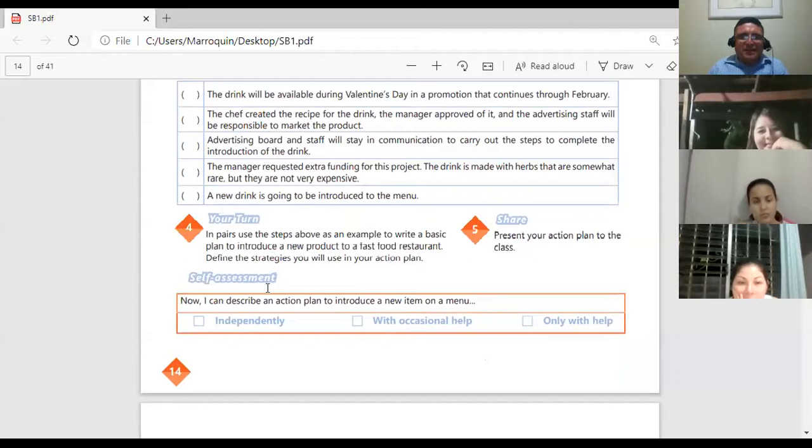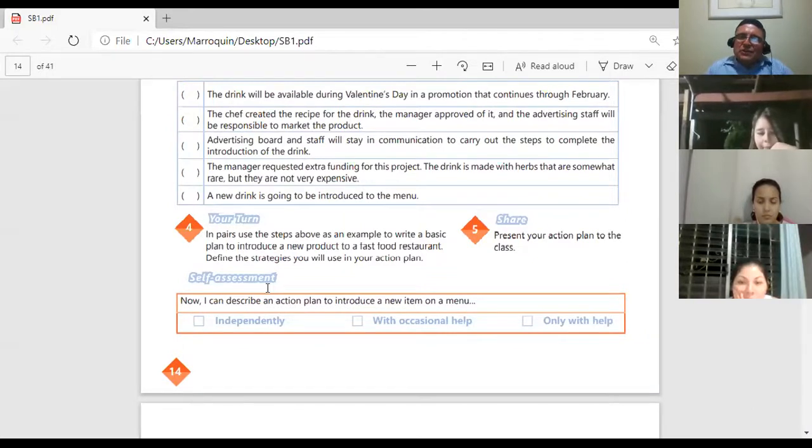In pairs, use the step above as an example to write a basic plan to introduce a new product to the fast food restaurant. Define the strategies you will use in your action plan. All right, very good. Thank you.